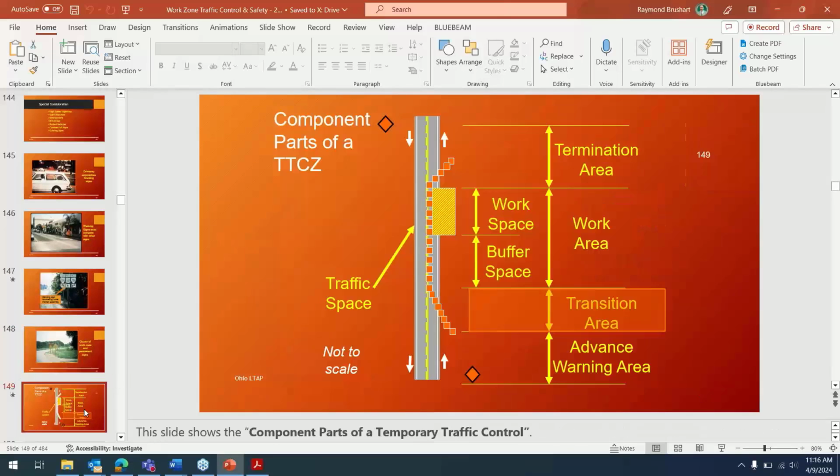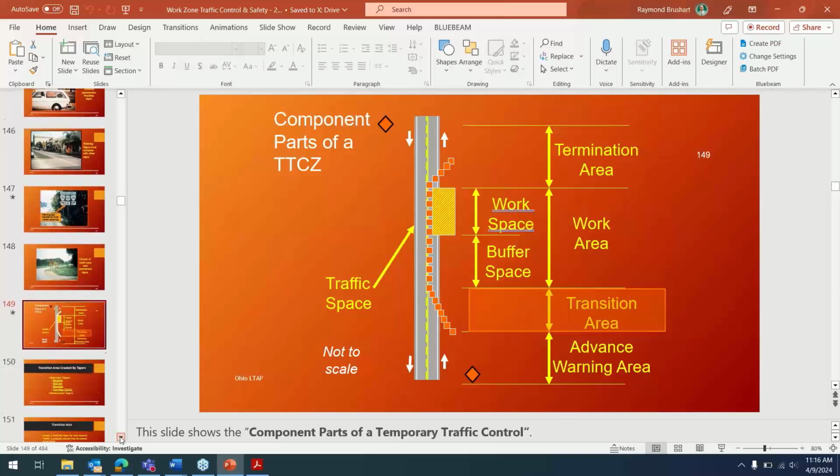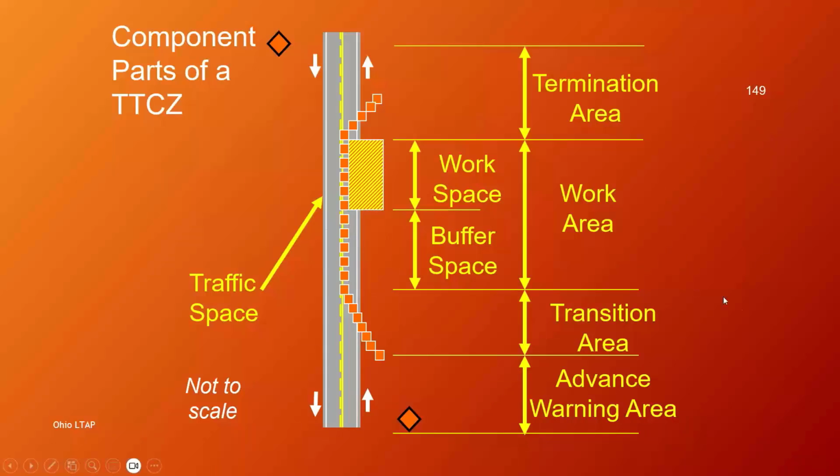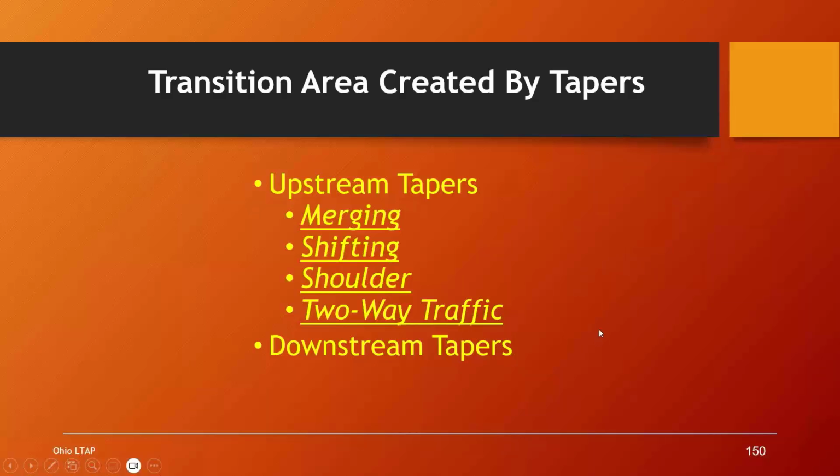Okay, so that was the advanced warning area. And then we have our transition area. So these are all the different types of tapers that you see in that bottom table on page 17. When you look at that bottom table, you'll see that there are different types of tapers. The upstream, that means adjacent to the advanced warning area. So the upstream tapers are merging.